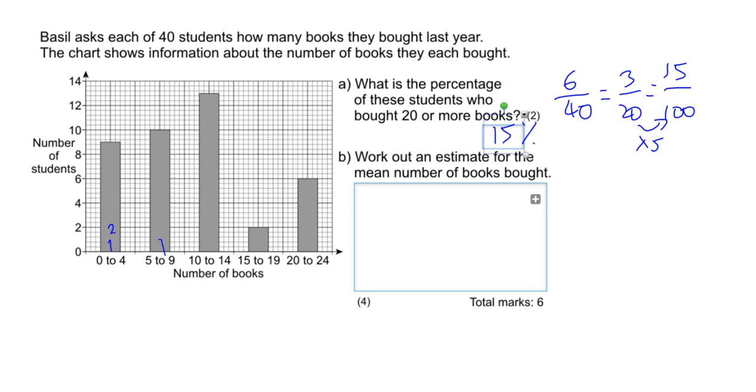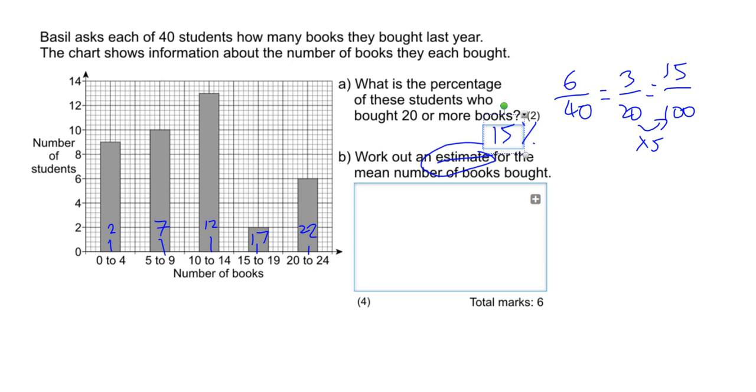I'm going to guess that this bunch bought 7 books each, that this bunch bought 12 books each, because it's halfway between 10 and 14, that these 2 people bought 17 books, and these people bought 22 books. It's an estimate. It's the word I'm looking for. It's an estimate. It's not an exact calculation. So therefore, how many books did this bunch buy?